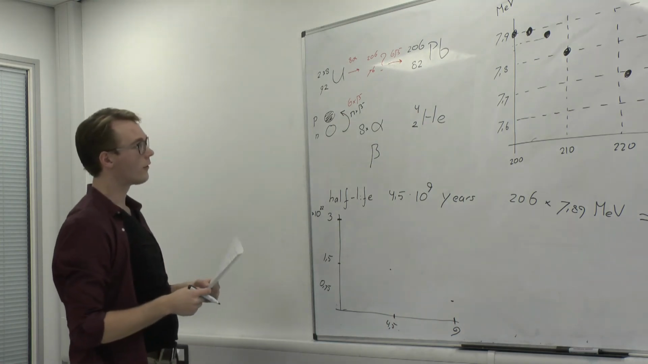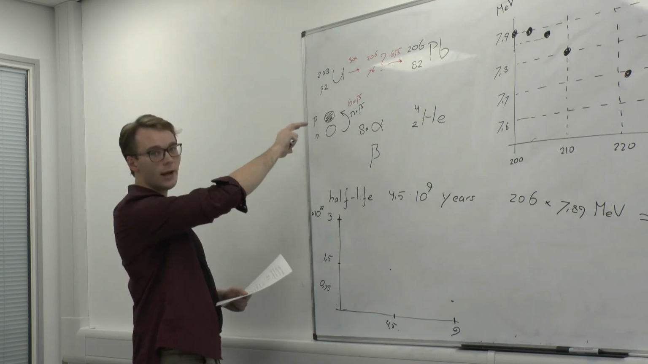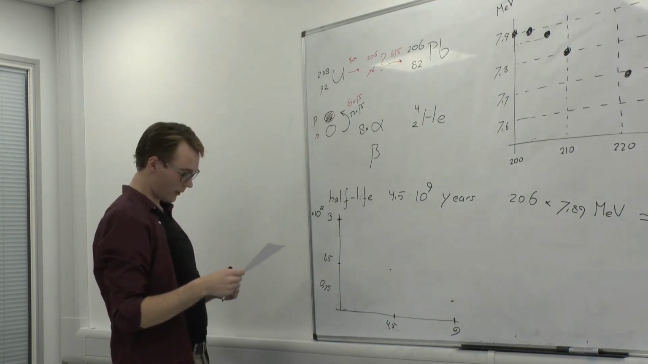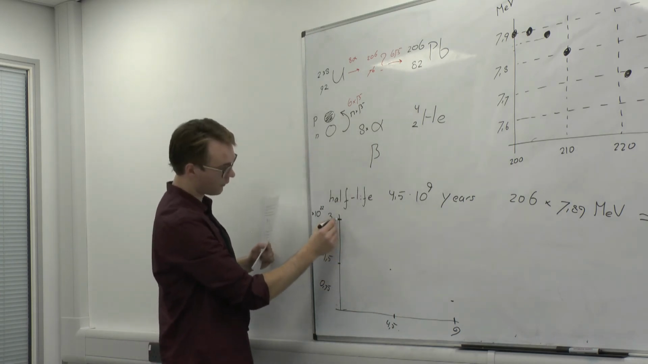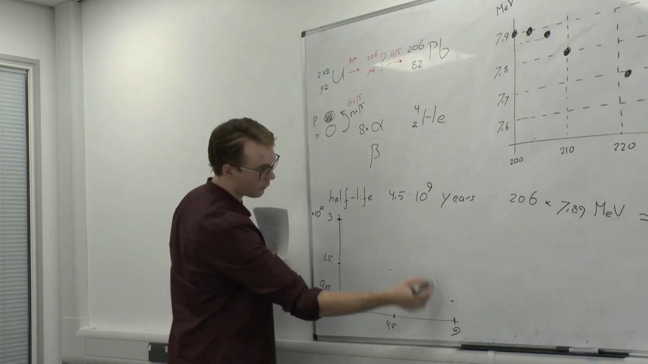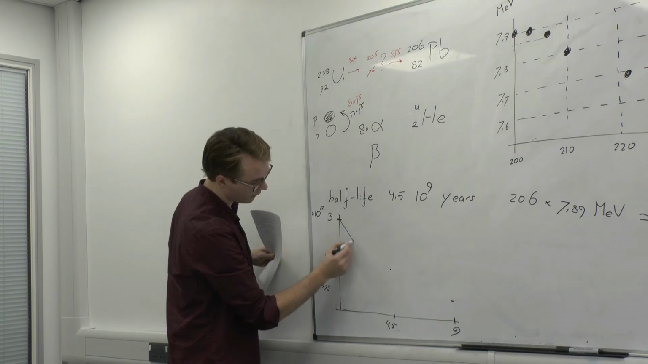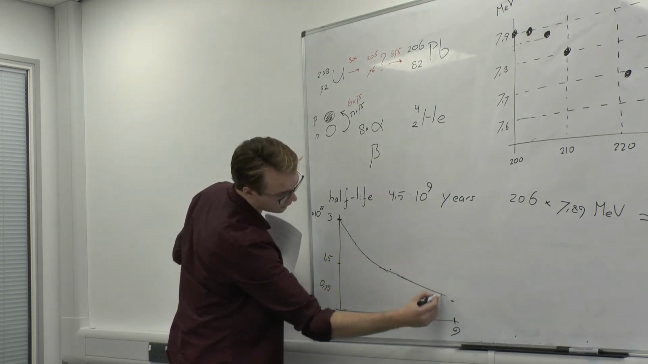And then the question is, draw a graph that shows the number of uranium atoms and the number of lead atoms in this rock as a function of time. For the number of uranium atoms, it is a bit straightforward. It's what I just told you. You start out with 3 times 10 to the 22, and it halves every 4.5 times 10 to the 9 years. So you get a graph that looks like this exponential decay.